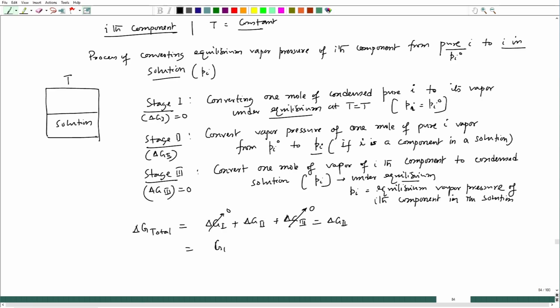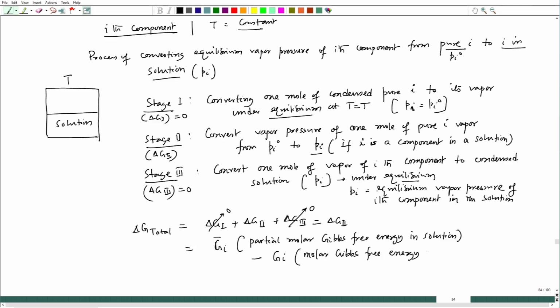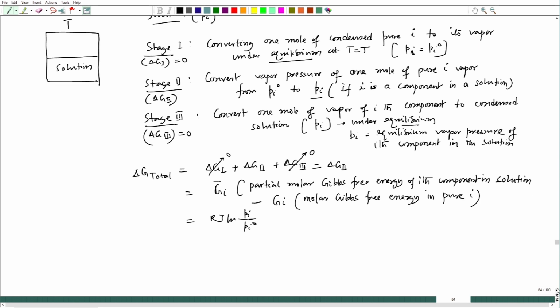And delta G 2, we have seen, is nothing but G I, the partial molar Gibbs free energy in solution, minus G I, the molar Gibbs free energy in pure I condition of ith component. That is nothing but RT ln P I divided by P I naught.